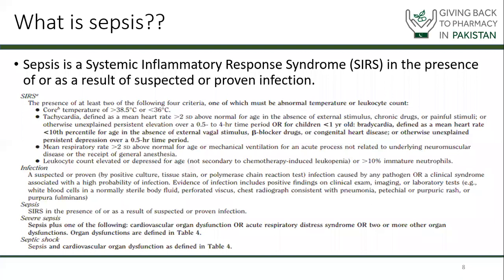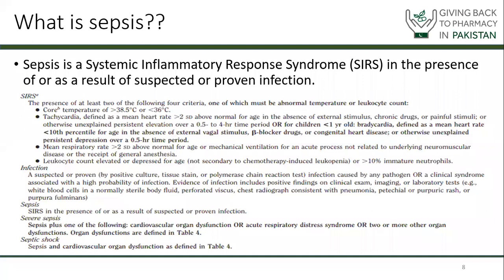Along with an infection. Infection can be any pathogen that is attacking the body, and it is proven by positive culture, PCR, chest X-ray, or any clinical examination. So basically, what is sepsis? Sepsis should consist of abnormal temperature or leukocyte count along with mean respiratory rate greater than twofold, and along with any proven or suspected infection.